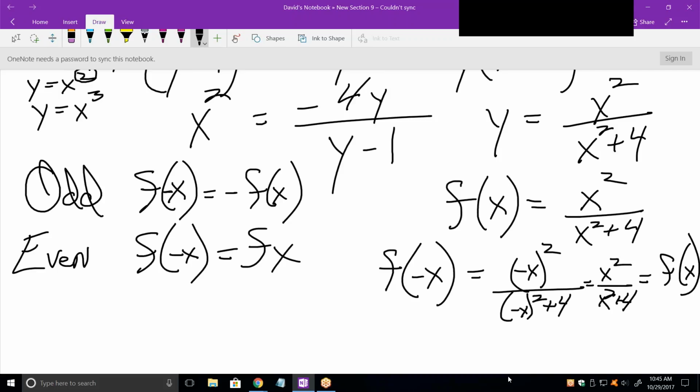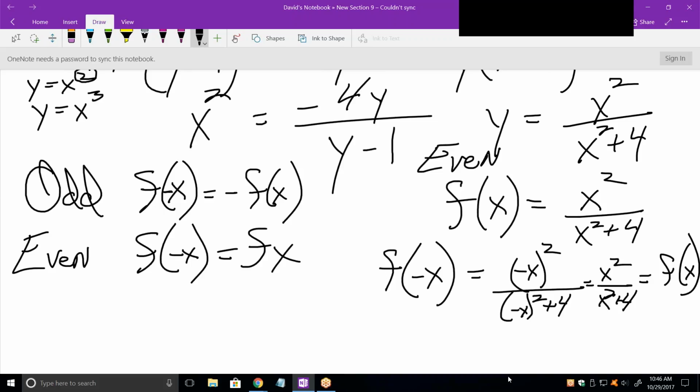Therefore, this function is even. It has symmetry about the y-axis. Not odd. If it would have come out to be minus f of x, then it would be odd. It would have symmetry about the origin. I don't think anything has symmetry about both. I can't think of a function that would have symmetry about both.